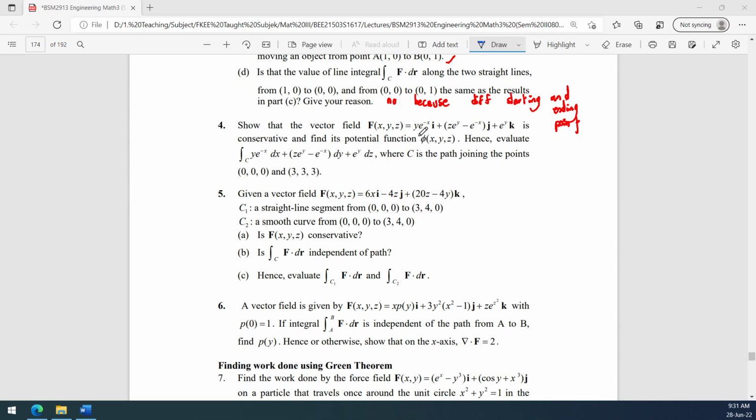So this type is a friendly question because they already mentioned conservative. Then you know you should use the concept of a conservative vector field and then use a potential function phi to evaluate your line integral. So this one is the conservative vector field.